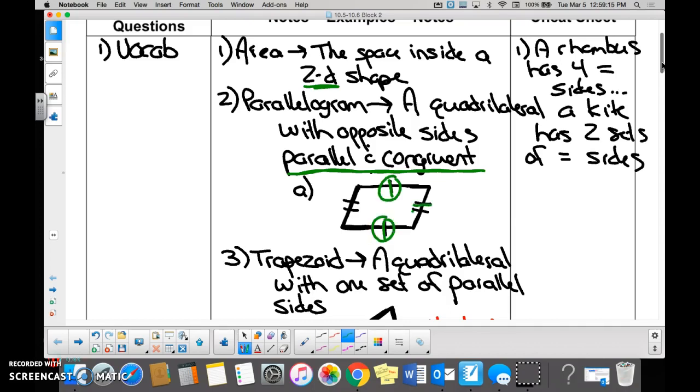Are these two sides opposite? Yeah. Are they parallel? Yeah. Are they congruent? Yeah. Because these are congruent markers that say they are, right?